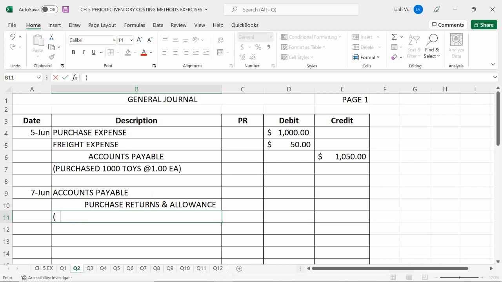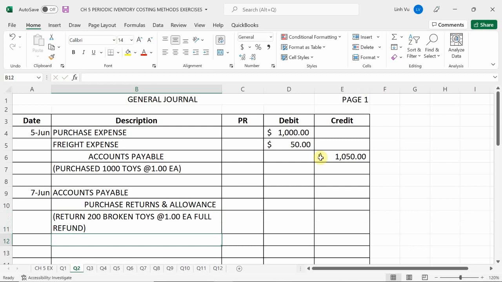Okay? And I'm going to make a note here that I returned 200 broken toys at $1 each for a full refund. So how much was it? It's $1 each, because in this case I only have one batch of inventory. I purchased them for $1 each.